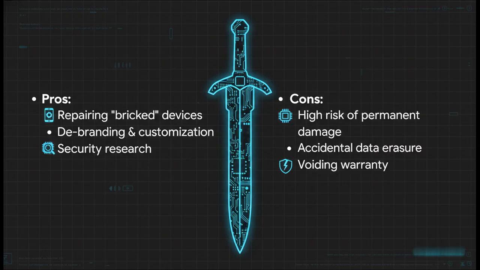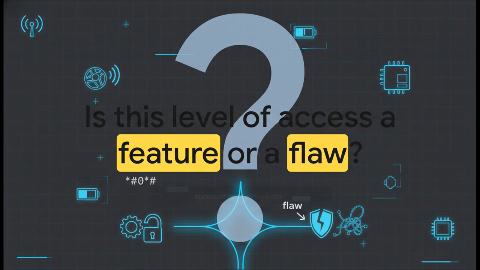But on the other hand, a single wrong file, or even just a loose USB cable at the wrong second, can turn your expensive smartphone into a paperweight. You can wipe all your data in an instant, or, as we've just seen, permanently disable key features of your device. So this really brings us to the big question, doesn't it?